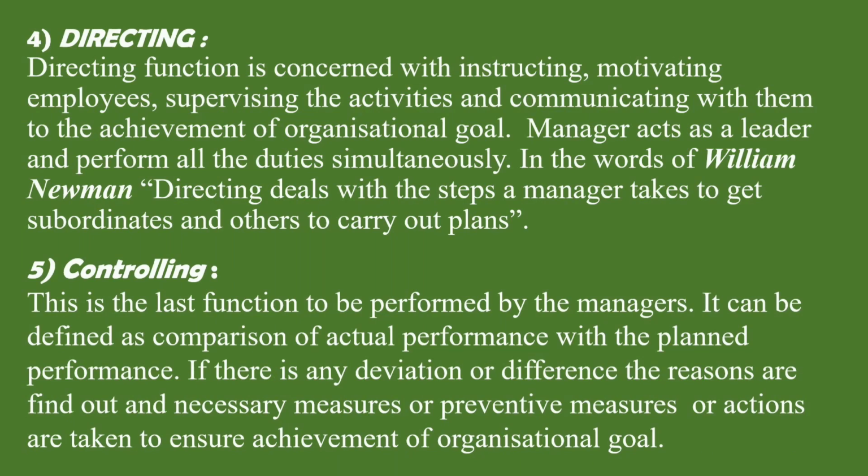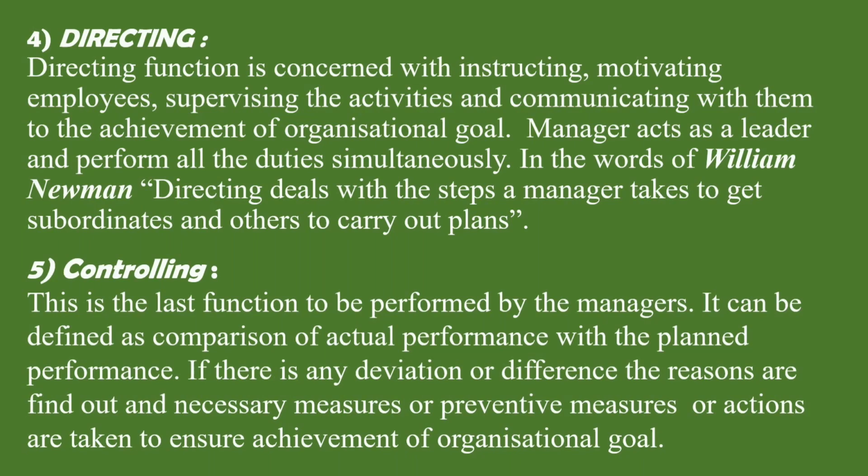Next and the last function is controlling, which is performed by the manager. It can be defined as comparison of actual performance with planned performance, and if there is any deviation or difference, the reasons are found out and necessary preventive measures are taken. For example, if the company has decided its organization goal that 1000 units have to be manufactured within 1 month, then the plans are set out, everything is employed. And if you see that yes, we are going to achieve the 1000 units in 1 month, but there is a lot of wastage of resources, it means that we are achieving the target but with wastage of resources. So it will not be profitable for the organization.